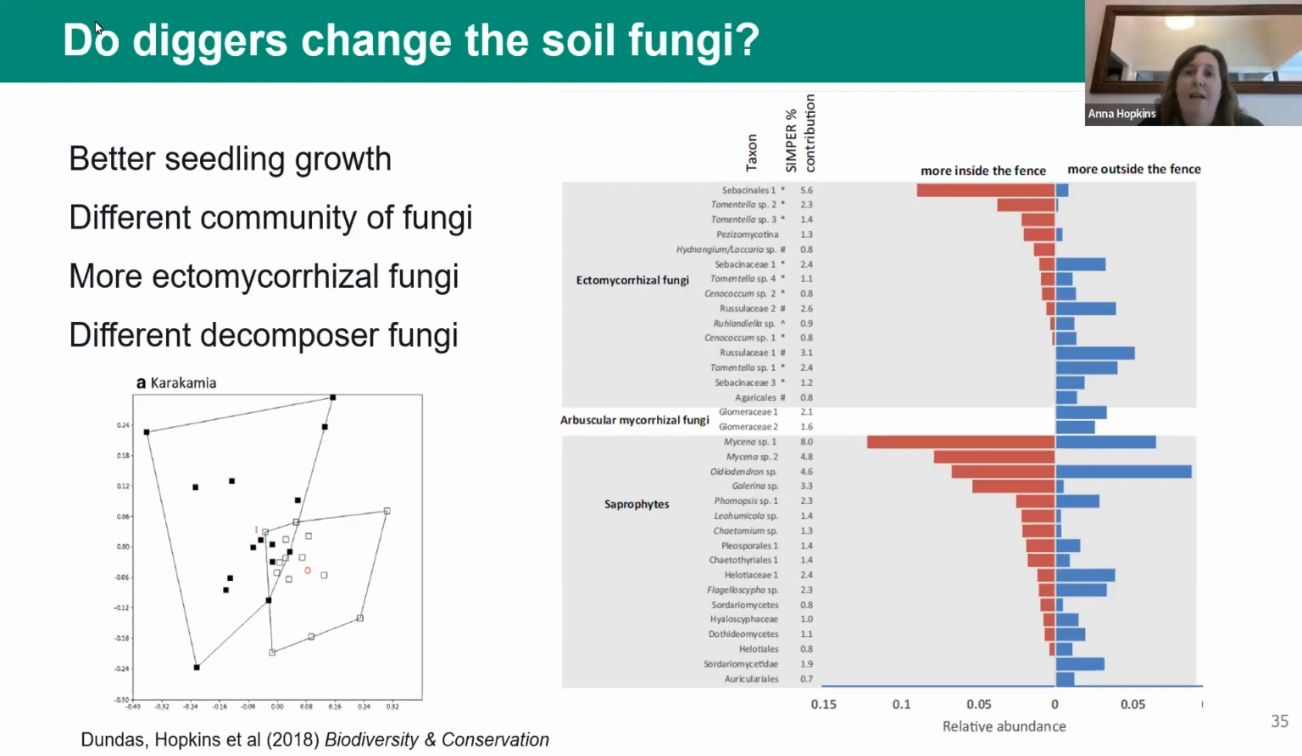And many of those mycorrhizal species we found there were far more inside the fence compared to outside the fence. And as well, some of those other key ecological species like our saprophytes were found much more commonly inside the fence compared to outside the fence. So it's really clear from this work that digging mammals are not only dispersing those fungi throughout the landscape, but their digging action also changes the different types of fungi that we're able to find within the soil, and helps to improve the growth of seedlings associated with that soil.